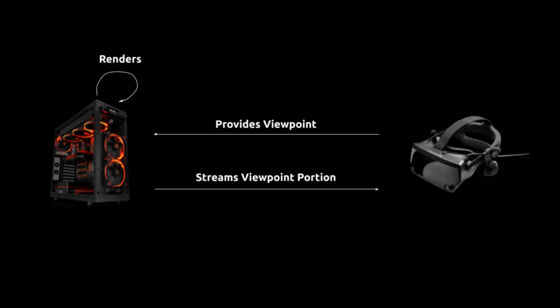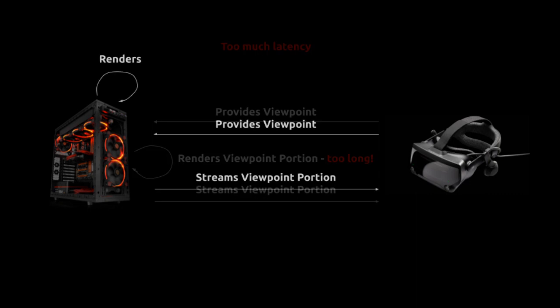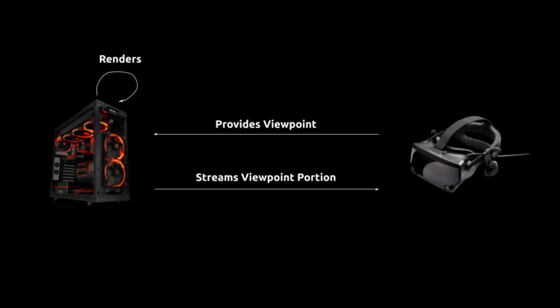So if we try to apply what I mentioned before and only render what the current viewpoint is, then the cycle looks like this now. It may look fine at first glance, but the problem is actually apparent here. Rendering the viewpoint portion in this case takes too long. There's too much of a delay between providing the user's viewpoint and streaming that portion of the video back, which is latency. Looking back at the current model for VR, there is no latency between providing the viewpoint and streaming that portion, or virtually negligible latency.